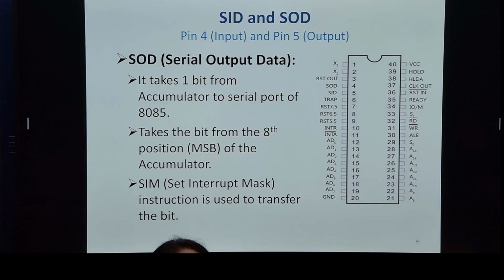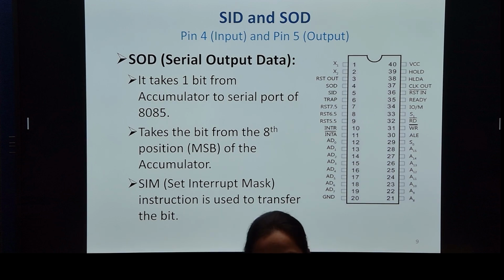Your interrupt pins. What are interrupt pins? Interrupt means we are disturbing or interrupting the microprocessor. Why do we interrupt the microprocessor? Because if any peripheral devices connected to the microprocessor want to transfer or share data, that peripheral device will provide the interrupt signal.